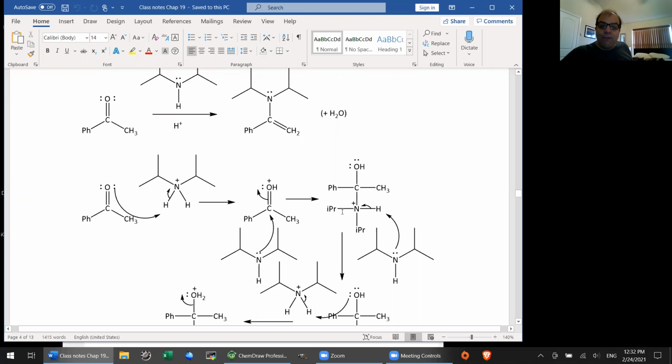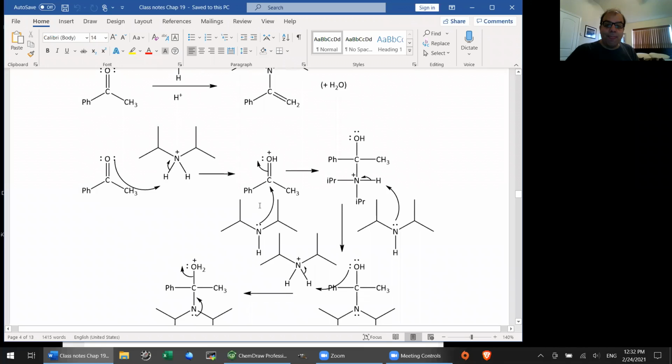You get an intermediate of this type. By the way, iPr stands for isopropyl. If you'd rather just draw it out, that's fine too. I was just feeling particularly lazy. But once again, we have to do a couple of proton transfers. First, we know to get rid of this proton so as to get rid of the plus charge on nitrogen. We'll just use an amine molecule in order to do that. That pulls off that proton.